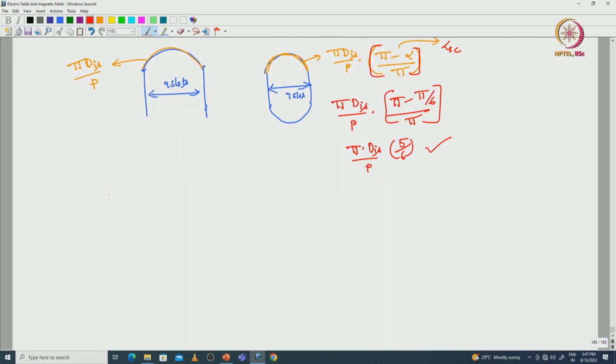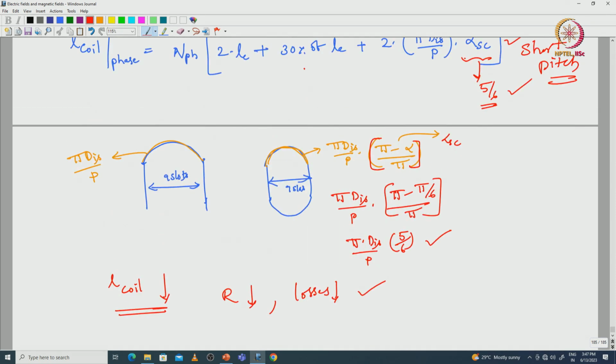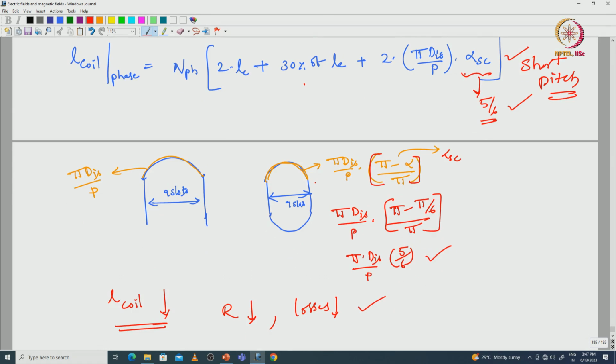So from this analysis, the length of the coil is coming down, which means resistance also will come down, then losses also will come down. Some advantages with respect to the short pitch winding we have discussed already. From this equation it will be clear with respect to the length, resistance is coming down, losses will come down and efficiency will be improved.